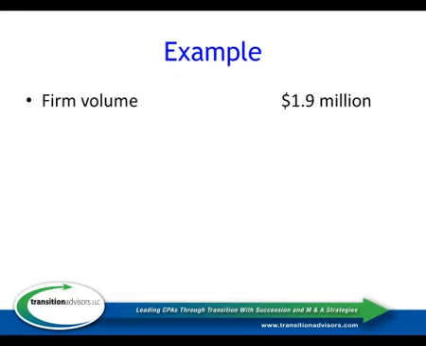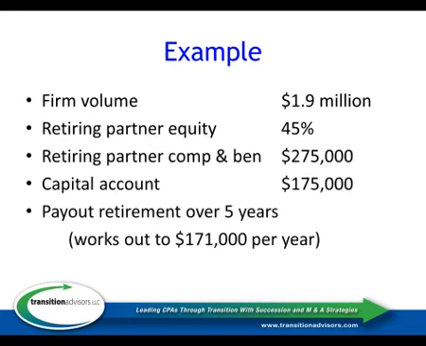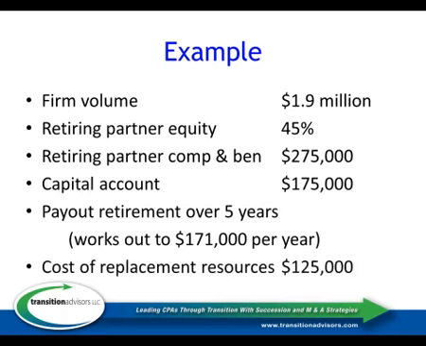So let's take it through a specific example. Say the firm volume's at $1.9 million. We're using an equity-based system, and this partner owns 45% and is making $275,000. They've got a $175,000 capital account, and we decide that we're going to pay them out over 5 years on the retirement, which would be 45% of $1.9 million is $855,000 divided by 5 is $175,000. And then the cost of the replacement resources is $125,000. And in this example, we're going to pay the capital account all at one time when the partner retires.